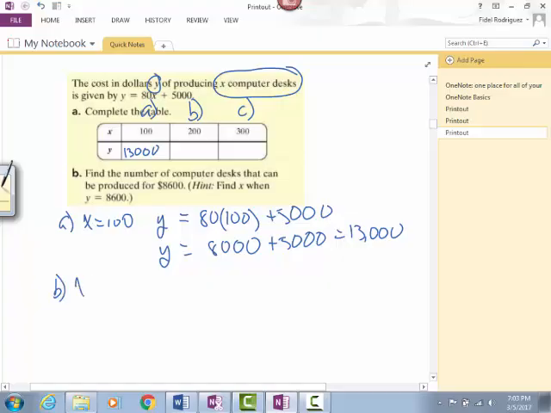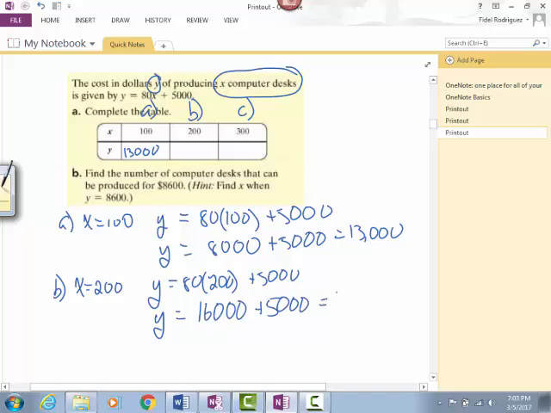Okay, let's try this all over again. Now this is going to be when X is equal to 200. So I'm going to write Y equals 80 times 200 plus 5,000. So 80 times 200 would actually give me 16,000 plus 5,000. Well, that actually adds up to 21,000. So I'm going to go ahead and put that right here.